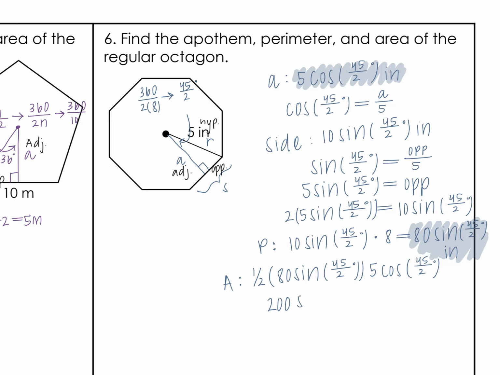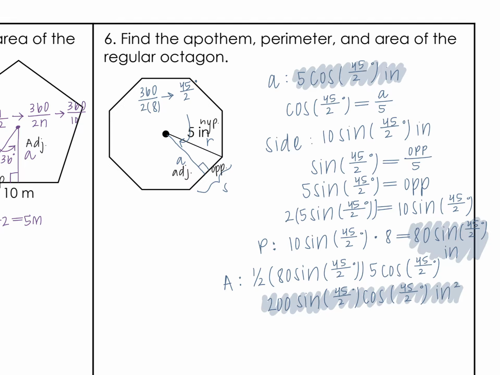And now we can worry about putting that sine of 45 over 2 degrees back, along with that cosine of 45 over 2 degrees. And then just including my units, we'll have our inches squared. And there you have it, our final answer for the area of this octagon with a radius of 5 inches.